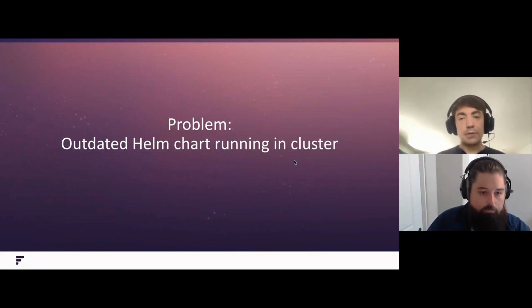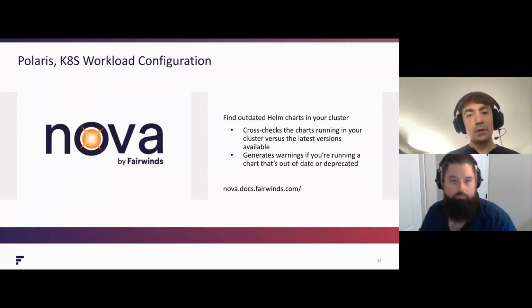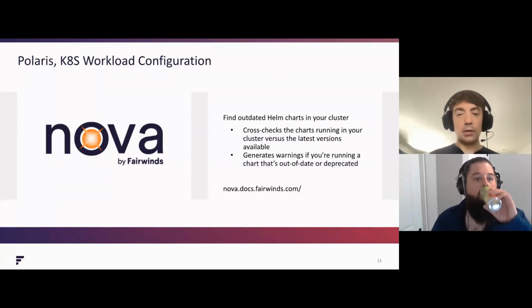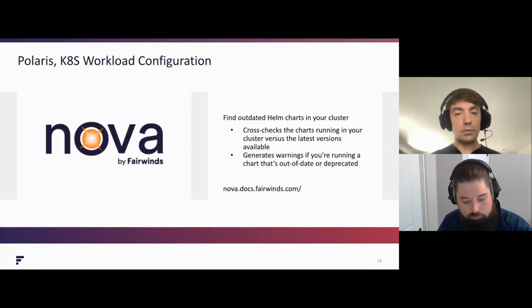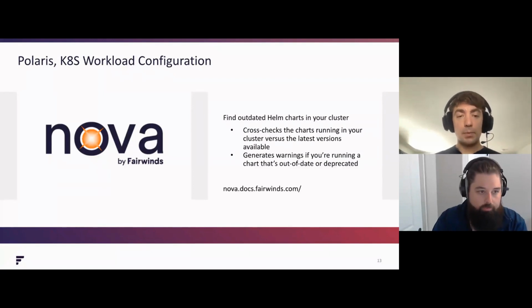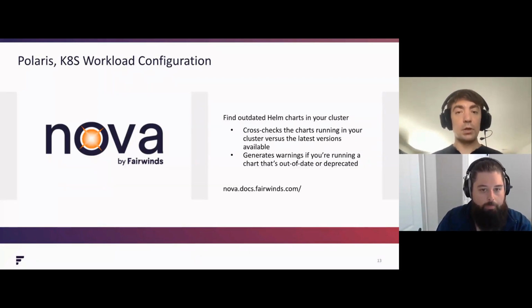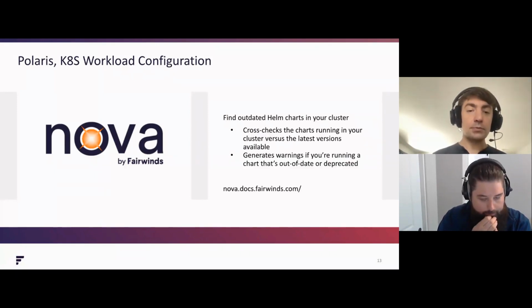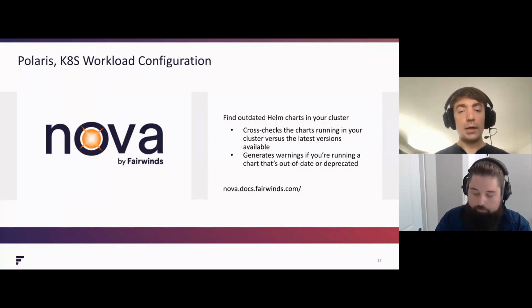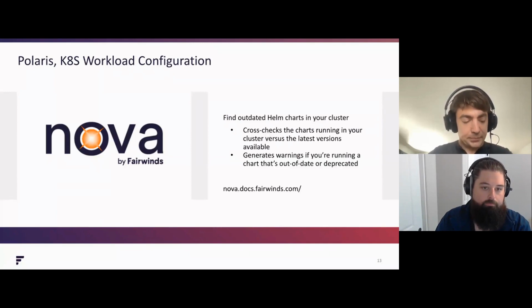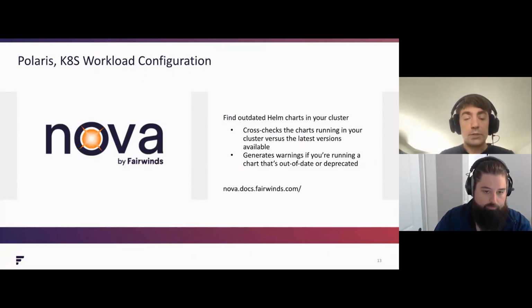So the project we built here is called Nova. And what Nova does is it looks inside your cluster to see what Helm charts are running, and then it cross-checks those against public repositories to see if there are new versions available. And if it finds a chart that's been deprecated or that's behind the latest version, it'll let you know, and you can track that to make sure that you get around to that update. We actually use this in two ways.